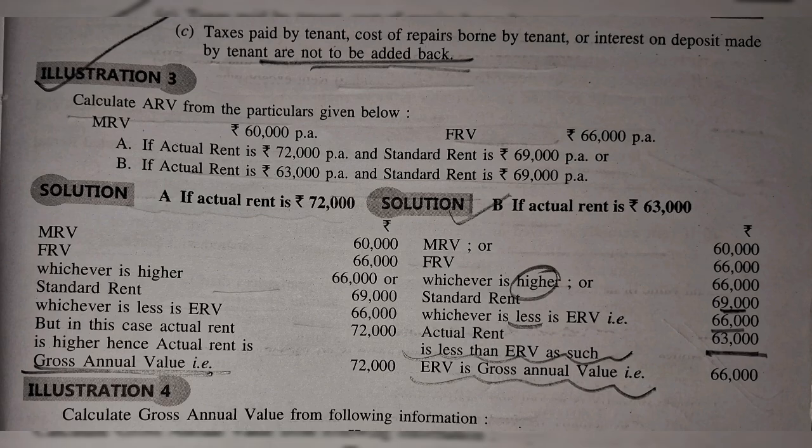So in case A, when actual rent is 72,000 and ERV is 66,000, we chose the amount which we received, which is higher, so 72,000 is the answer. And in case B, where actual rent is less than ERV, ERV is higher, which is 66,000, so 66,000 is the final answer, which is the gross annual value.